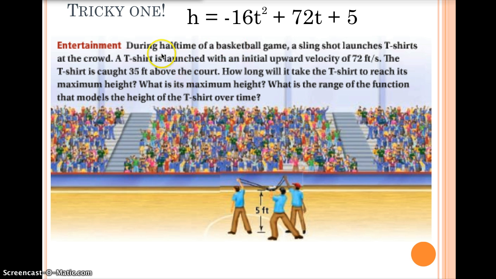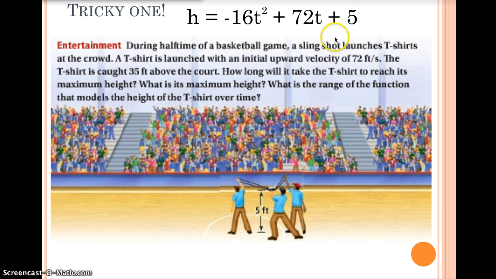Let's read this. It says, during halftime of a basketball game, a slingshot launches t-shirts at the crowd. A t-shirt is launched with an initial upward velocity of 72 feet per second, and the t-shirt is caught 35 feet above the court. How long will it take the t-shirt to reach its maximum height? What is the maximum height, and what is the range of the function that models the height of the t-shirt over time? Notice how the t-shirt's starting 5 feet above ground. That's where this is coming from.